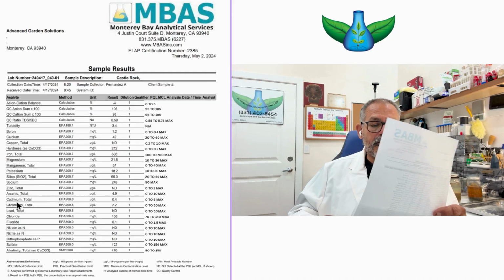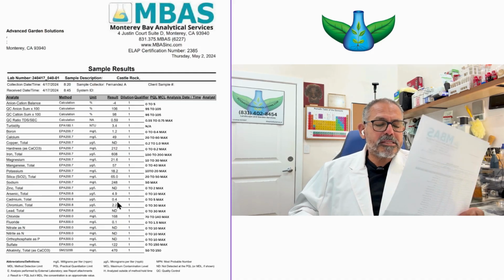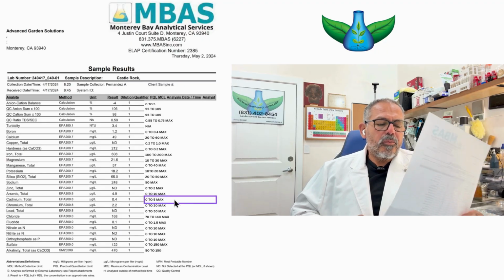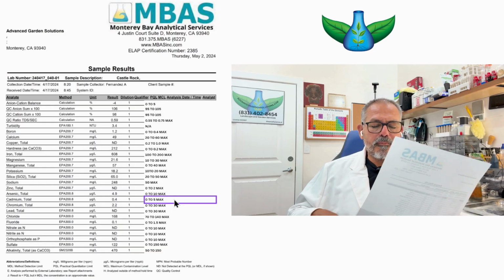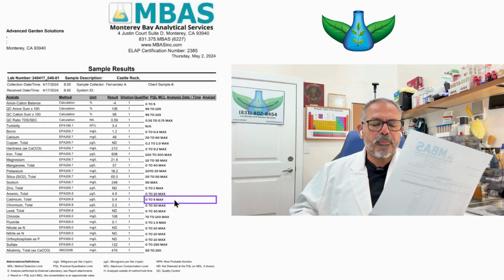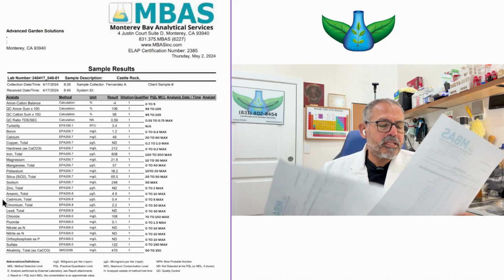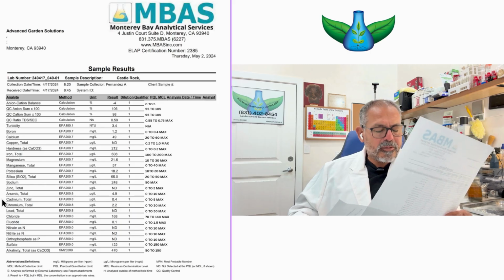Then we have cadmium. Cadmium is at 0.4 parts per million, which is still considered acceptable because the maximum is 0.5 parts per million. So it is still within a manageable range.